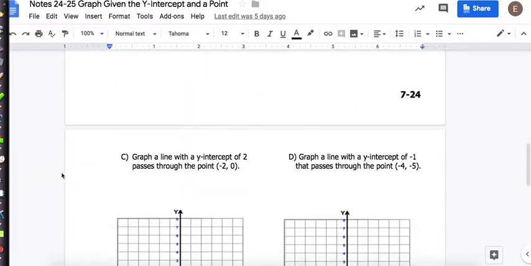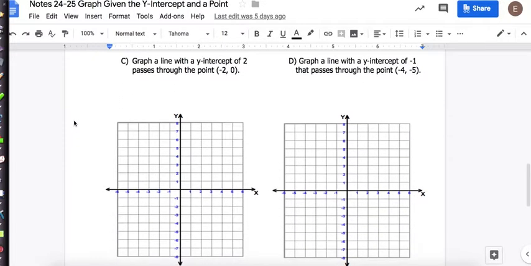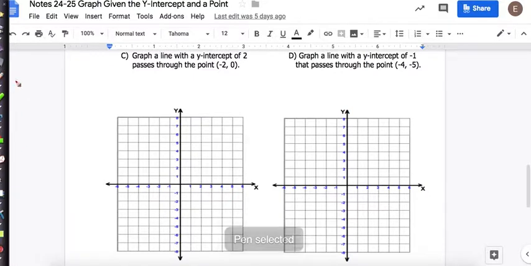All right. So letter C says graph a line with a y-intercept of 2. So we have to find the y-intercept of 2 on the y-axis, which is right here. And now we have to find the point -2, 0. So start at the origin, x first, -2, up 0 is right here. So now I'm going to use these 2 points to find the slope. So up 2 over 2. So I have a rise of 2 and a run of 2. So now I'm going to divide top and bottom by 2. And I get 1 over 1.